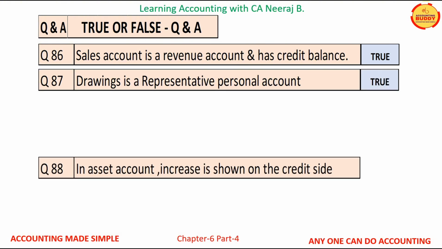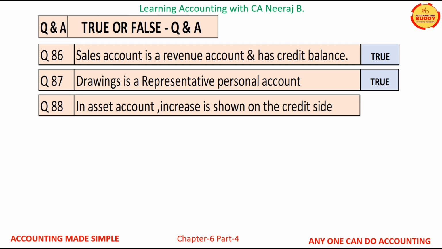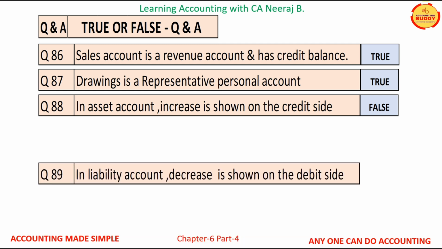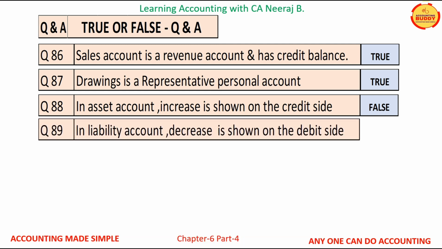Question number 88, in asset account increase is shown on the credit side. This is a false statement. In asset account, increase in asset is always shown on the debit side. Question number 89. In liability account, decrease is shown on the debit side. This is a true statement.